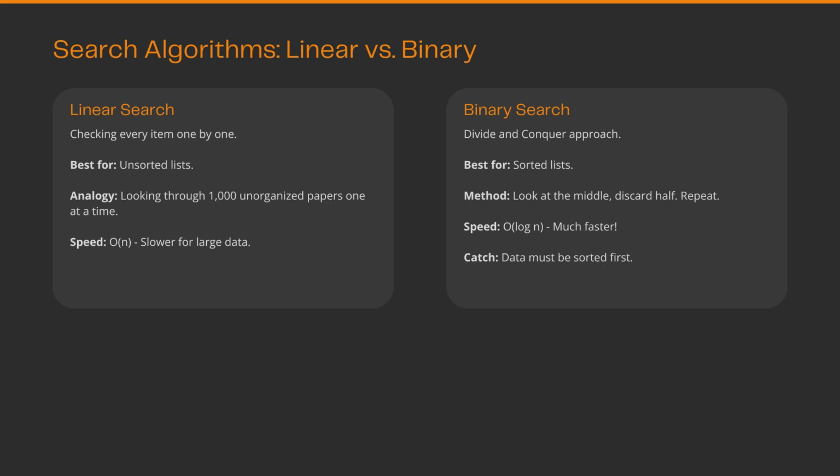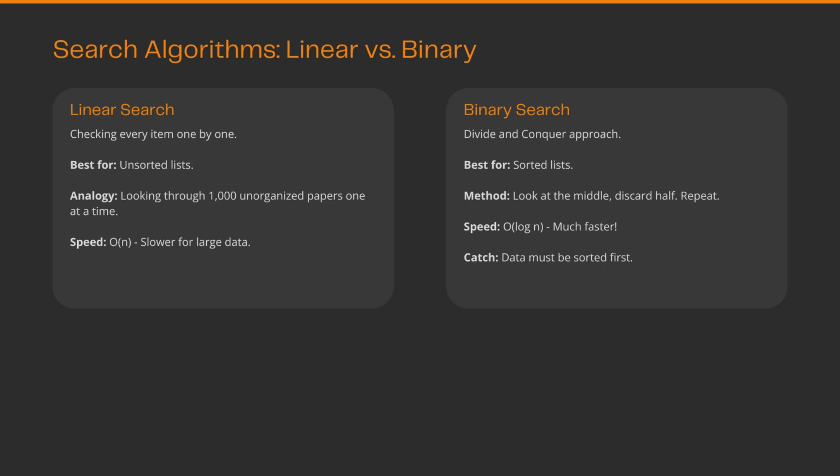Now, imagine I ask you to find a word in a physical dictionary. Do you start at page 1? No, you open it to the middle. If the word starts with S and you are at M, you know for a fact the word isn't in the first half. You throw that half away and repeat. This is binary search. In just 20 cuts, you can find one specific item out of a million.